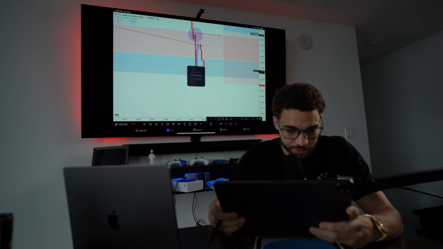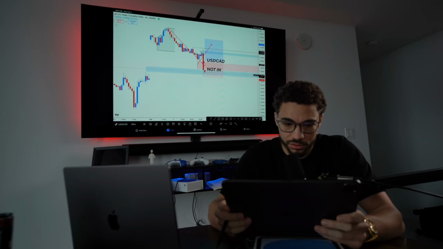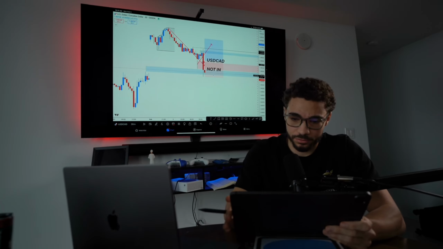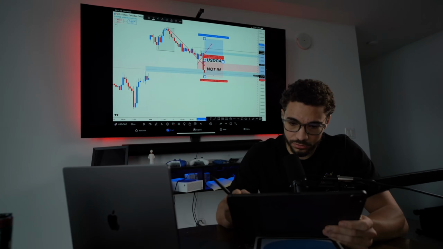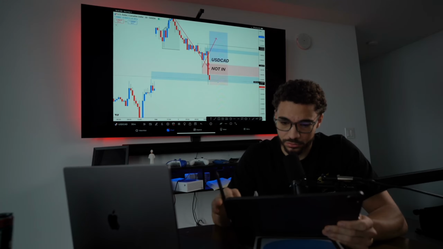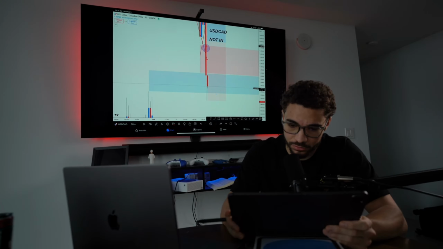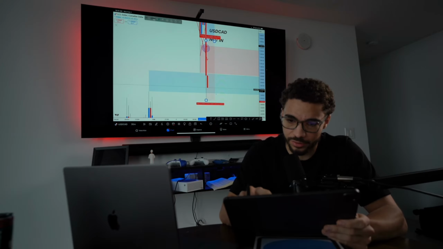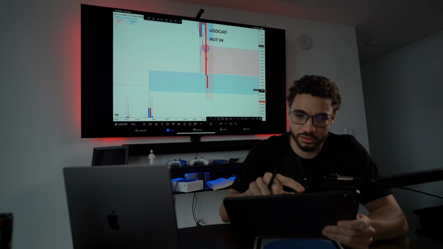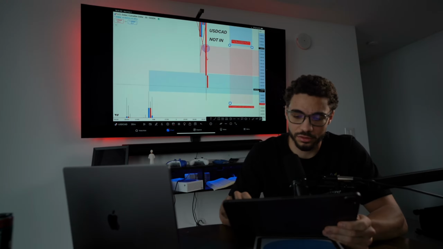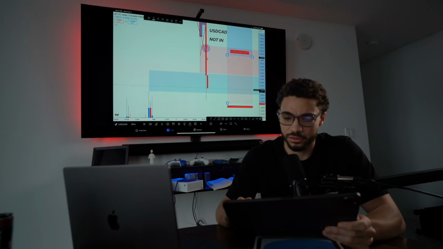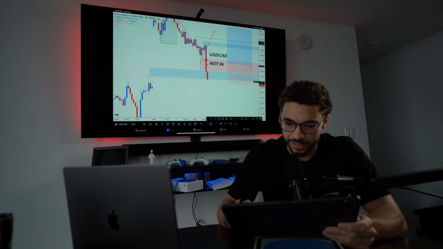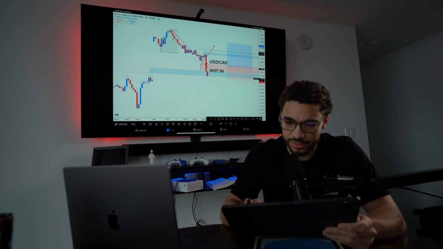New 30 minute candle just opened after a ripper on the last one. Trying to get rid of that little blue dot. There we go. Bro, these candles are gigantic. Like, this would be a 75 pip SL. That's insane.